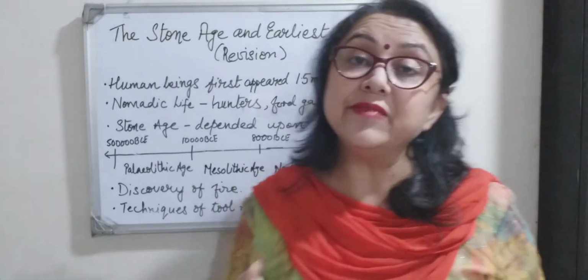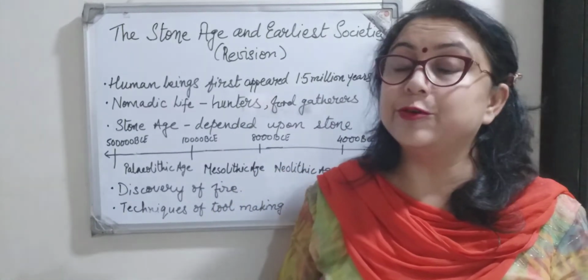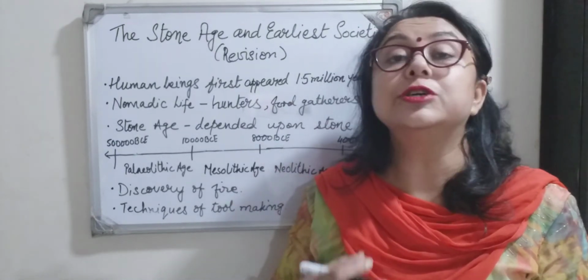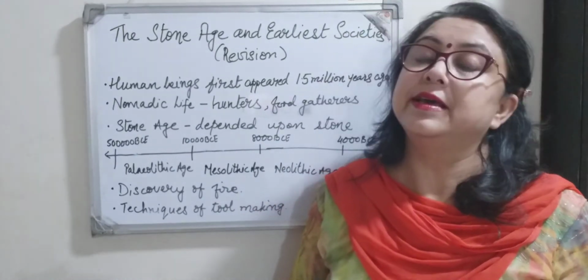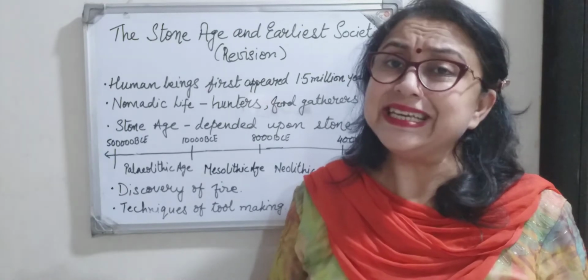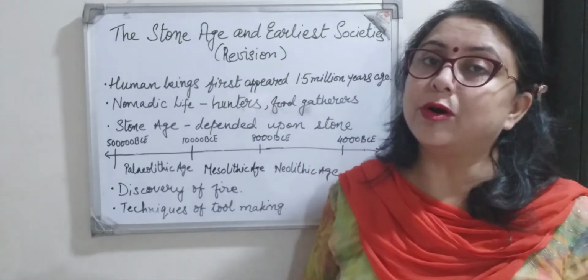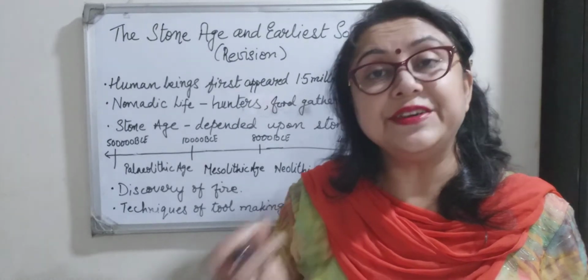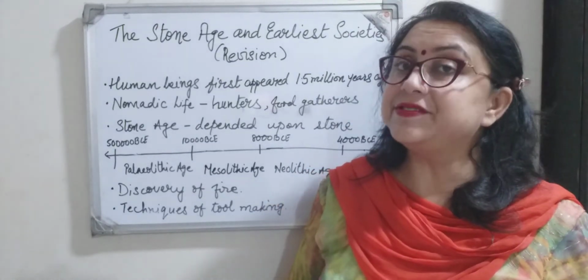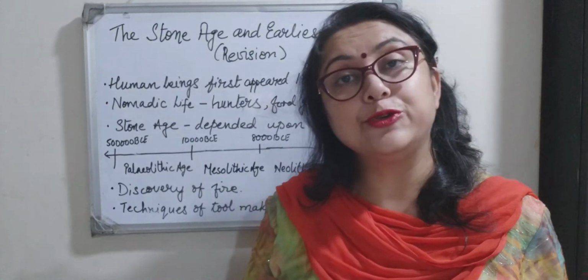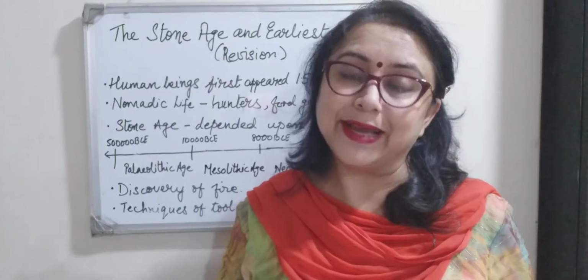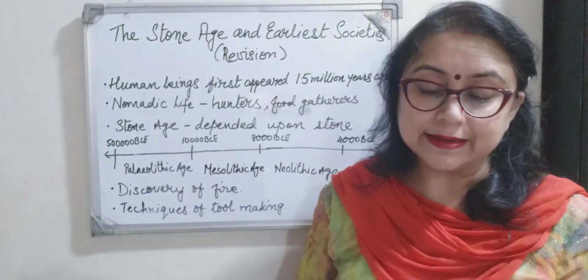The earth became warmer, and therefore this brought about a lot of changes in the environment, and these changes brought a lot of difference in the lifestyle of early humans as well, right? I hope this much is clear.